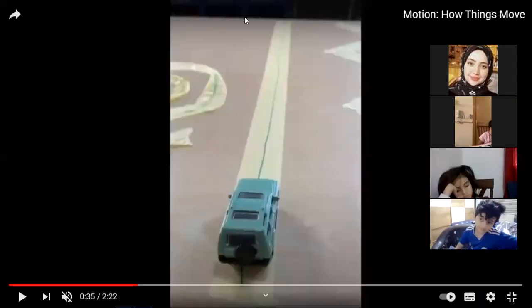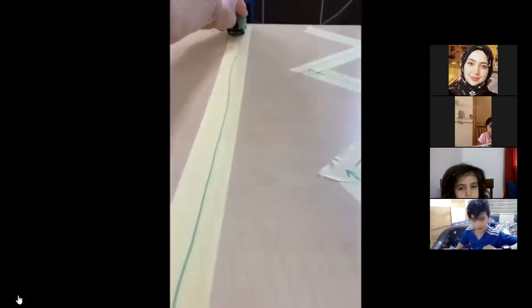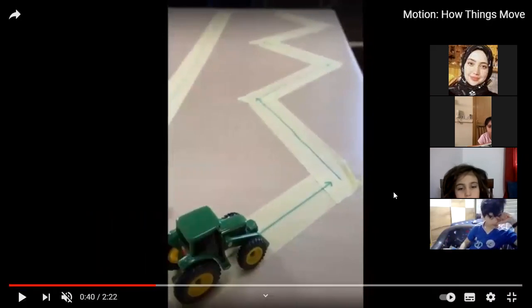Look at the car here and tell me. The car moves in... Straight. Bravo, straight line. In a straight line. Excellent.